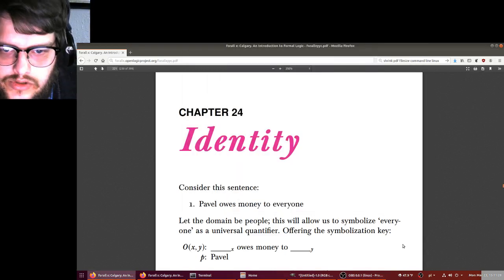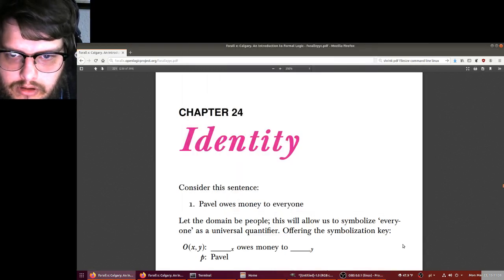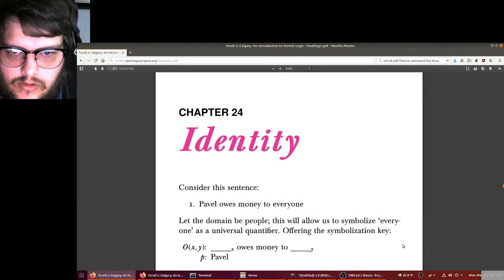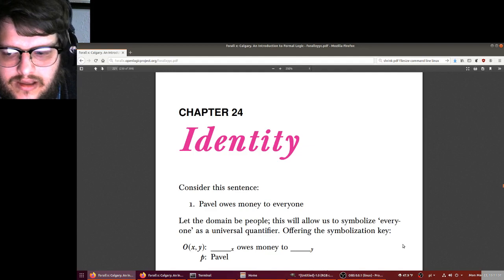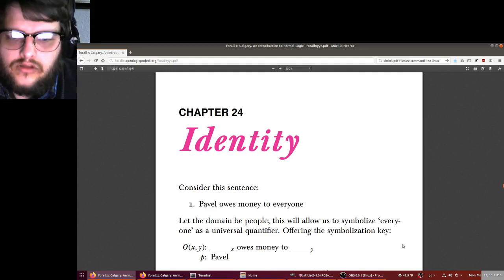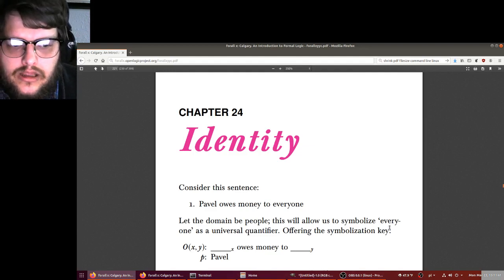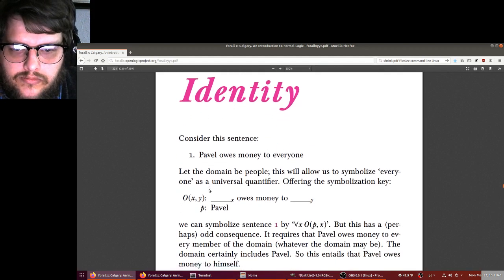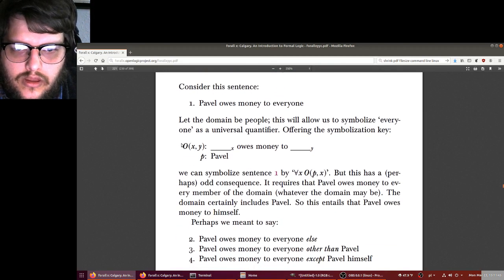Okay, the final chapter I want to cover this week is identity. So it turns out that first order logic, in and of itself, is a little clunky when it comes to saying two things are the same. And so, how do they introduce this? They say Pavel owes money to everyone.